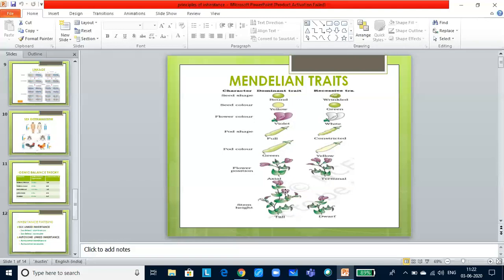In case of stem height, he took a tall plant and a dwarf plant. In case of flower position, plants that had axial flowers and flowers that were present at the terminal position were taken. Pod color green versus yellow, pod shape full or constricted, flower color violet or white, seed color yellow or green, and seed shape round and wrinkled. So whatever you see in the first column, they were all the dominant traits, and the second column were all the recessive traits.